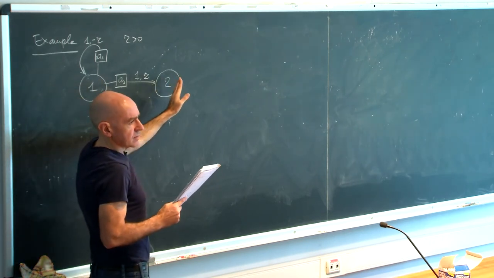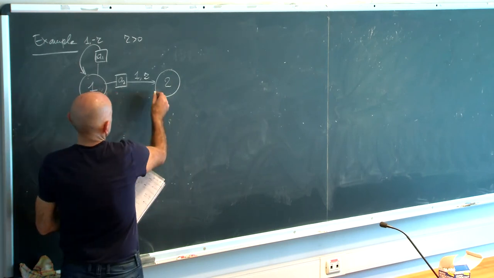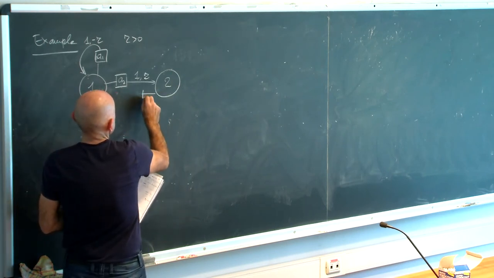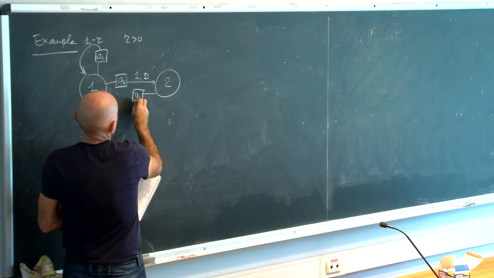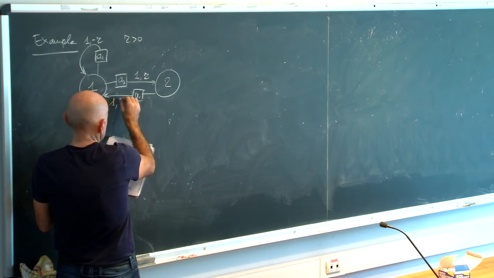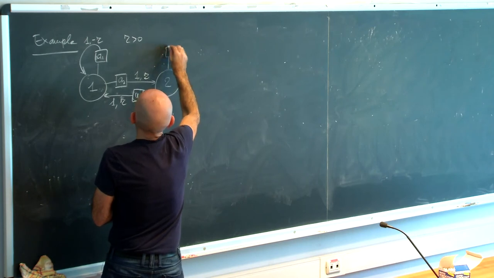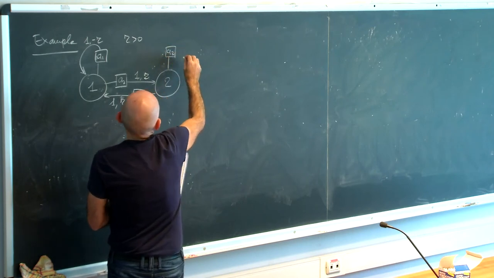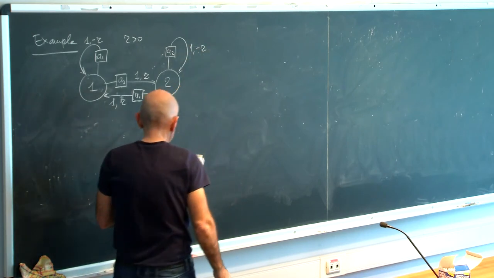From 2, you just have a similar thing, only now it's action A1 from here, which sends you back to state 1 with probability 1 and the reward. And it's action A2 that sends you back and you have to pay a price.